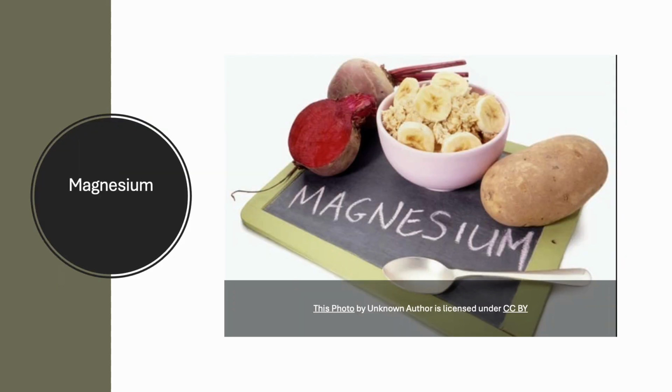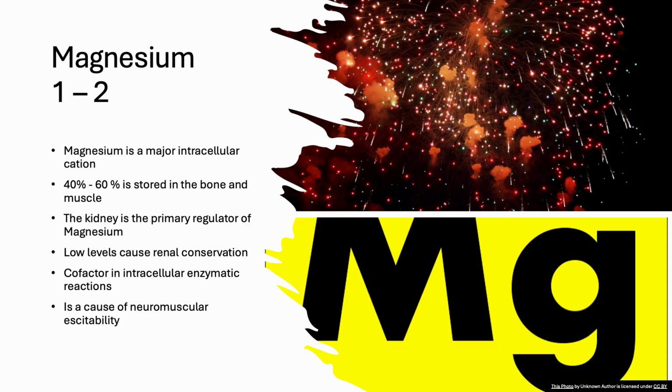Now we're going to move on to magnesium. Magnesium normal levels, according to the Purple Book, it's 1.3 to 2.1. For the sake of this review and memorizing it a little bit easier, I'm going to label this as just 1 to 2. Magnesium levels 1 to 2.